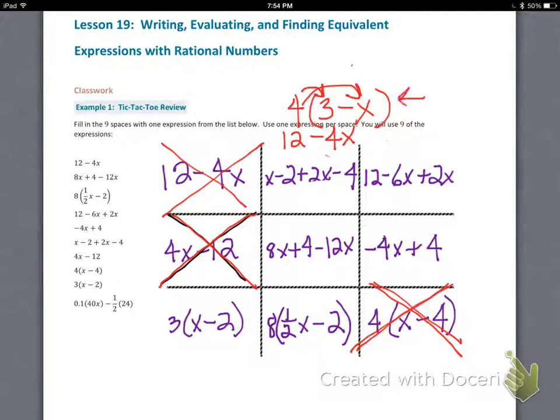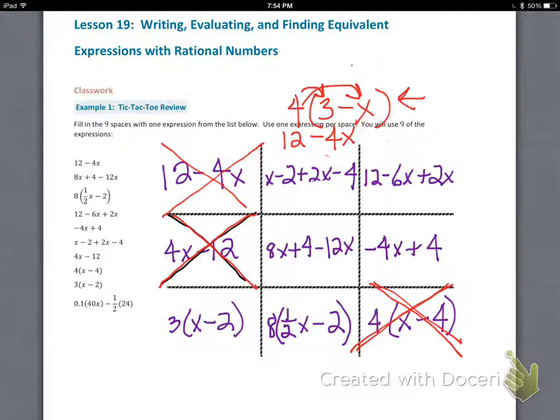And right away, that reveals that this expression here is equivalent to the 4 parentheses 3 minus x, which we started with here. Okay, but hopefully you could take a look, and I'd like you to look a little bit more closely. I'm not sure if anybody found another one on the board, but there is actually another one on the board that is equivalent to this one, and it's equivalent to that 12 minus 4x.